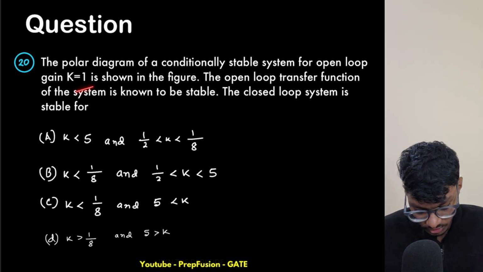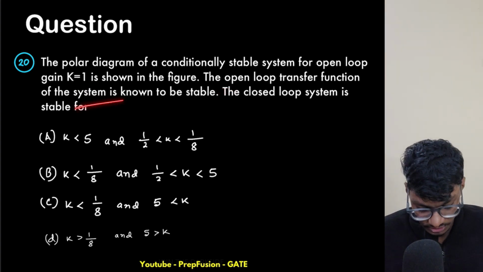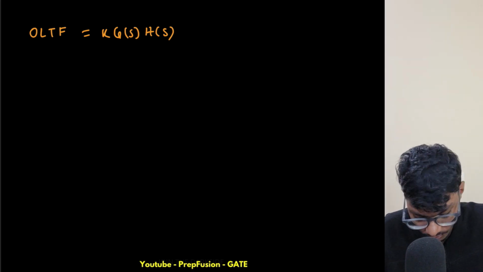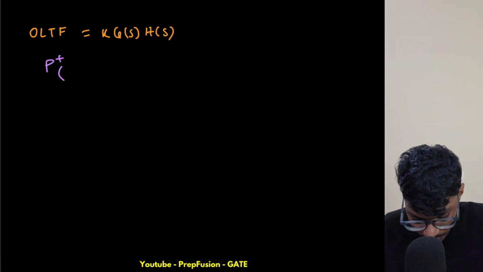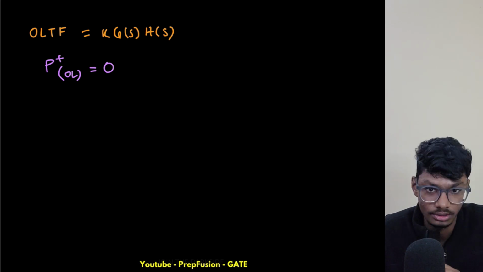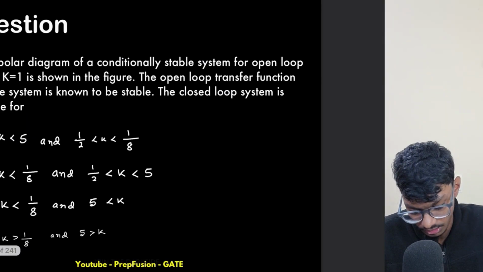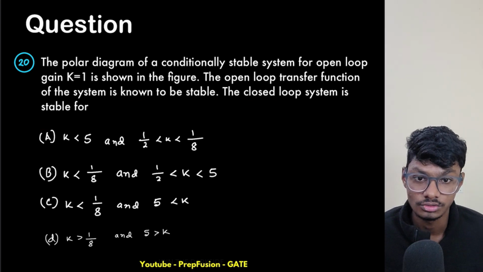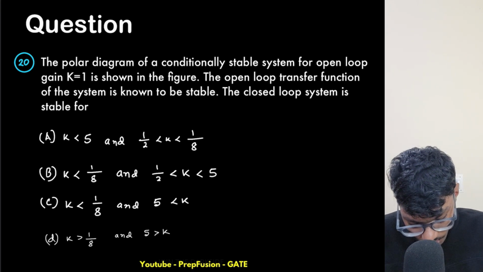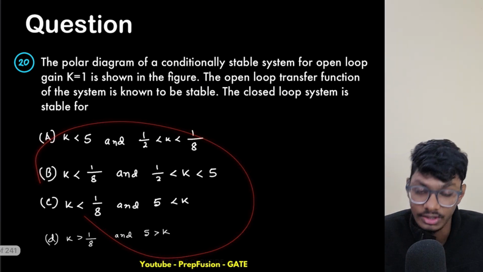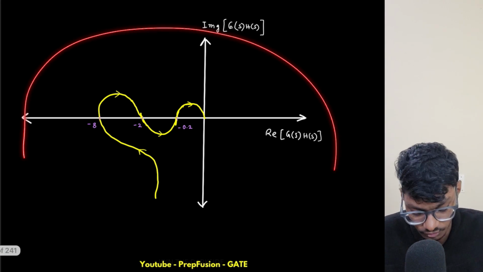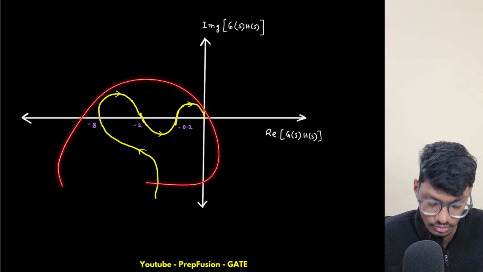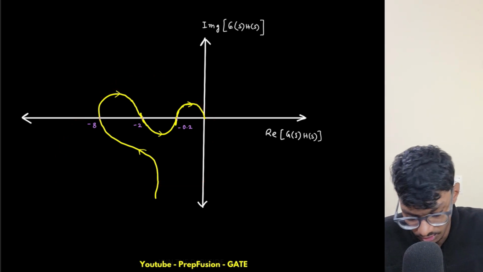So the polar plot for K equals 1 is given, okay? The open loop transfer function of the system is known to be stable. If the open loop transfer function of the system is known to be stable, then I can decode that my P of OL equals 0, okay? The right hand side open loop poles are 0, okay? That I can decode. And the closed loop system is stable for K equals 1. So for what condition will my closed loop system be stable? For that I have to find out a few conditions. With the help of the Nyquist plot I can find. First let me complete the Nyquist plot, because only the half part, the polar plot, is given, right? Only the polar plot is given.